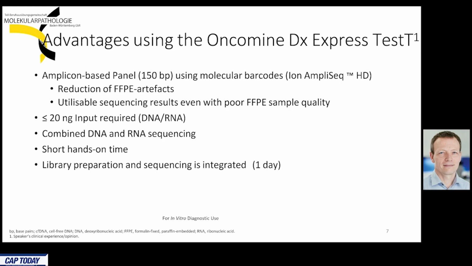Among the amplicon-based methods, the ODX-ET offers further advantages. This panel uses molecular barcodes, as you heard about from Dave. The reduction of FFPE artifacts is a very nice feature of this panel, and that's why we can use it for poor FFPE sample quality, which can occur in every lab.